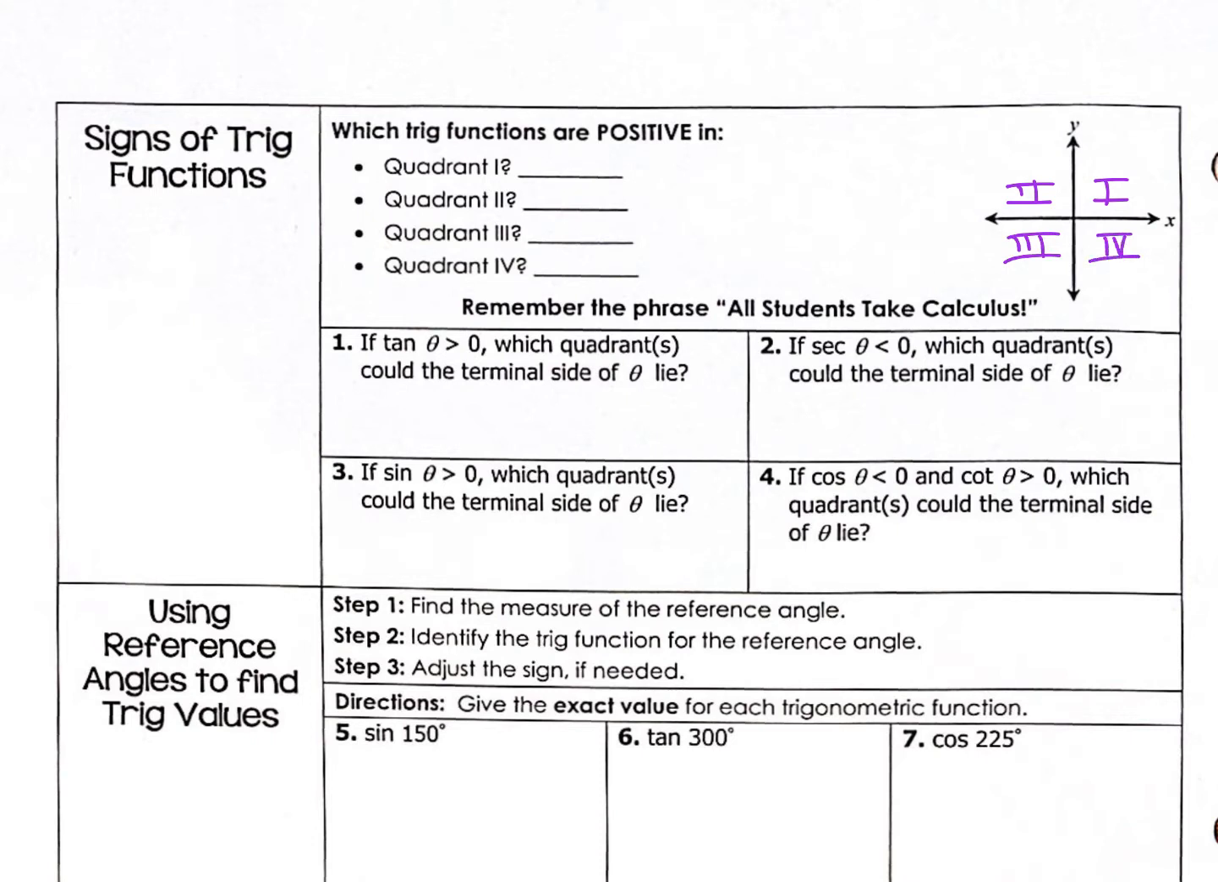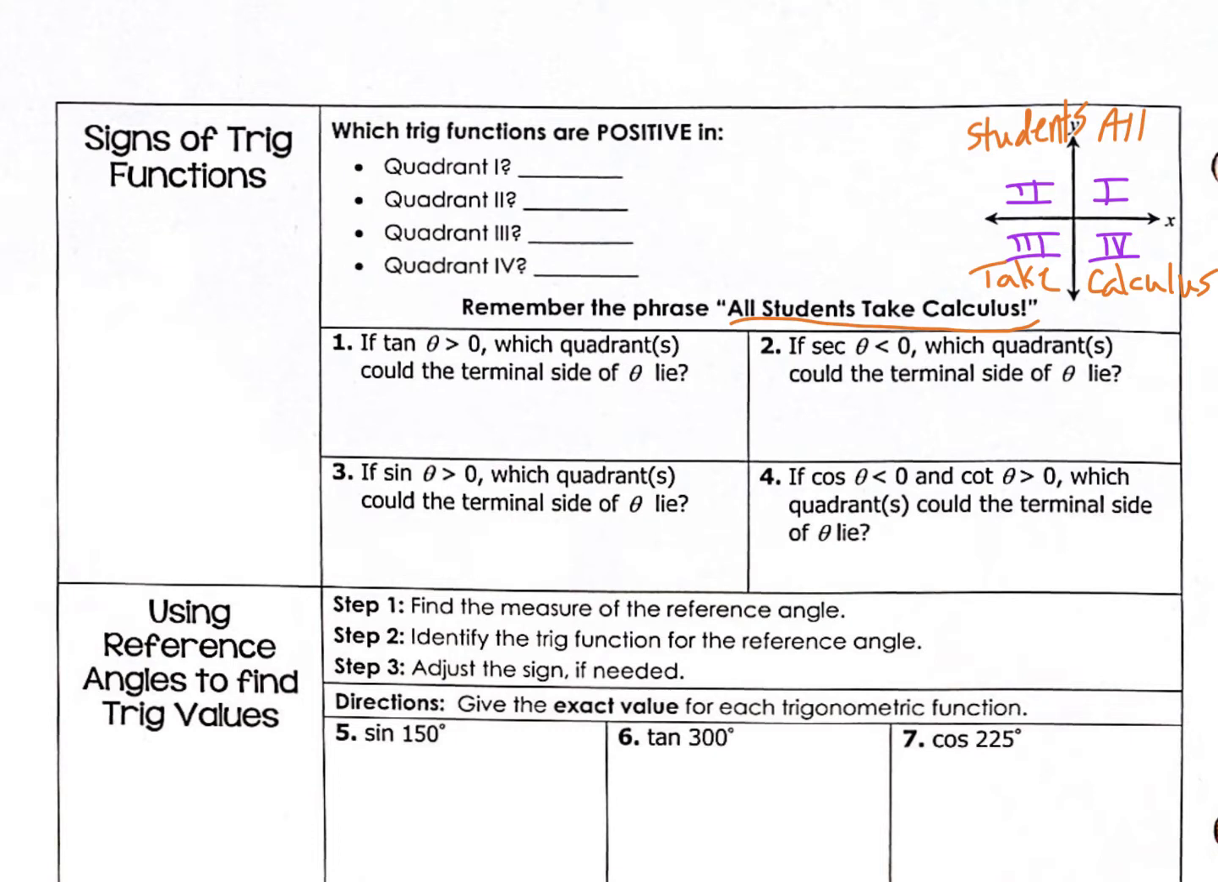So if you memorize the phrase, all students, and you can see it's down here, right? All students, and write it up here too, take calculus. You can never go wrong with figuring out what sign, because sine, cosine, and tangent can be positive or negative.